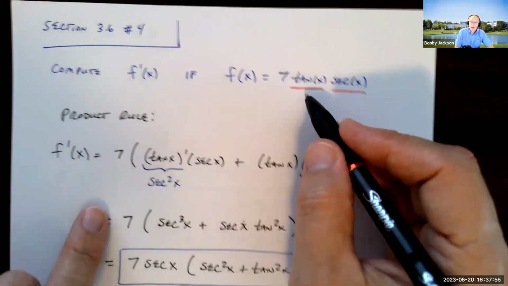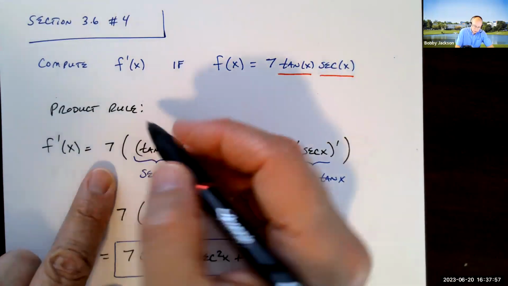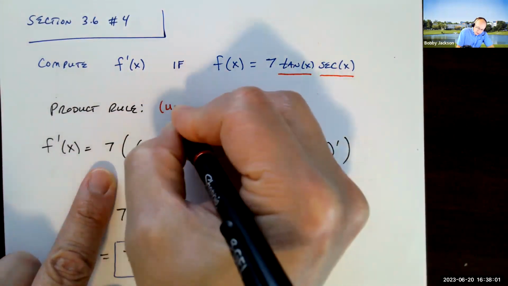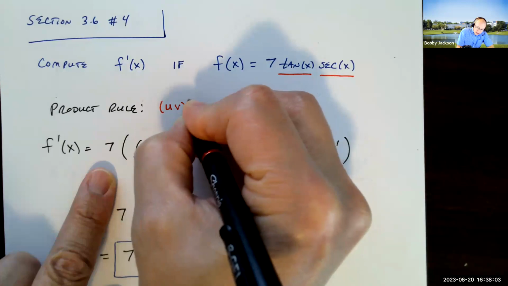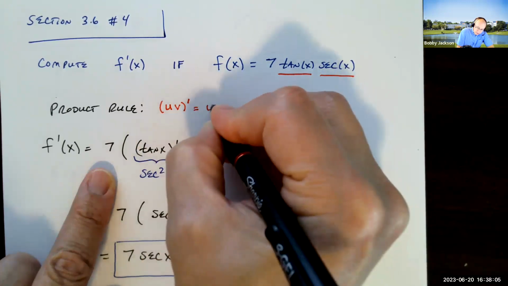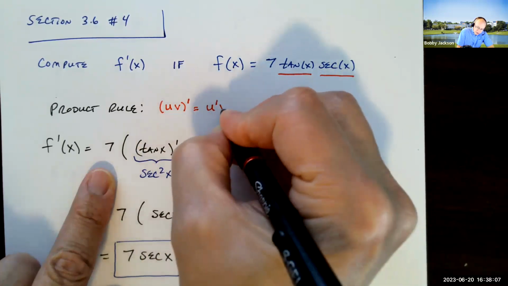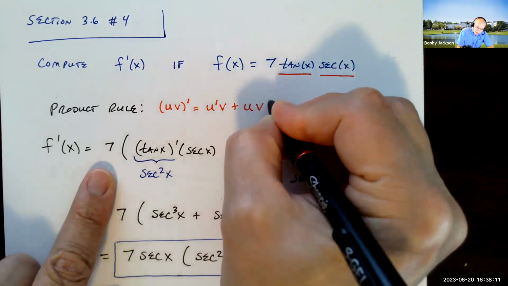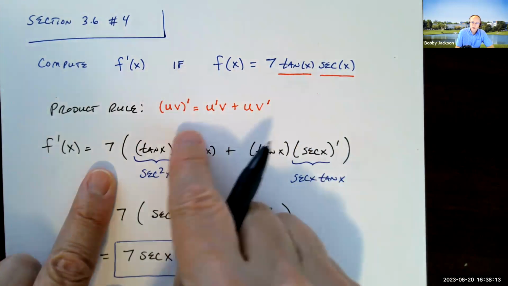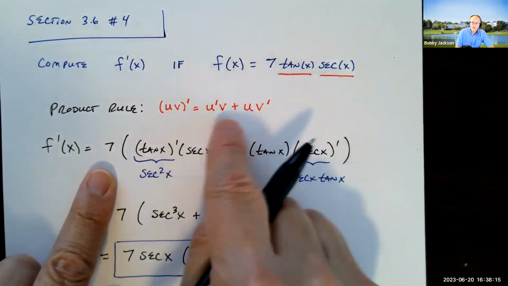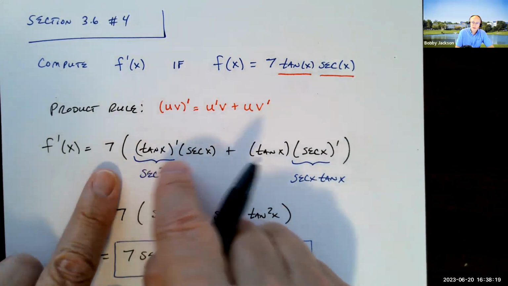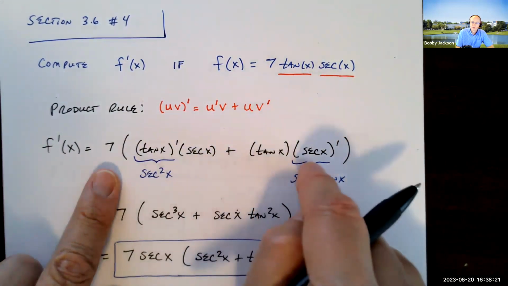And so how do we handle a product? We use the product rule. Remember, the product rule is the derivative of the product of two functions, u and v, would be the derivative of the first function u times v plus u times the derivative of the second function. So in this case, u is tangent x and v is secant x. So we've got the derivative of tangent x times secant x plus tangent x times the derivative of secant x.